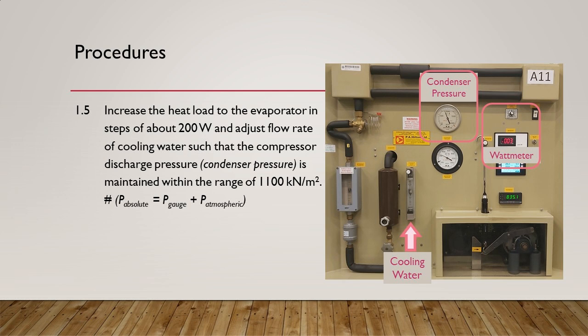Increase the heat load to the evaporator in steps of about 200 watt, and adjust the flow rate of cooling water such that the compressor discharge pressure is maintained within the range of 1100 kN per square meter. Remember, allow the unit to achieve steady operation after each step of load increment before taking your readings.